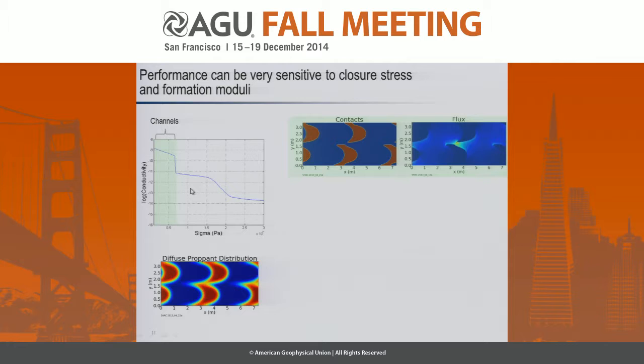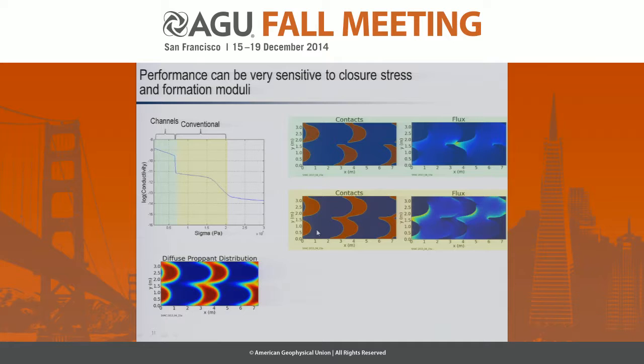But you can see, as we increase the stress level for this particular scenario and more proppant is held in place, these channels get bridged off with proppant, and now you see a lot more flux going around these pillars and trying to make its way through these narrow bridged regions. And overall, our performance in terms of conductivity has dropped by orders of magnitude, but it's still now in the zone of what you would typically get from a conventional proppant placement technology.